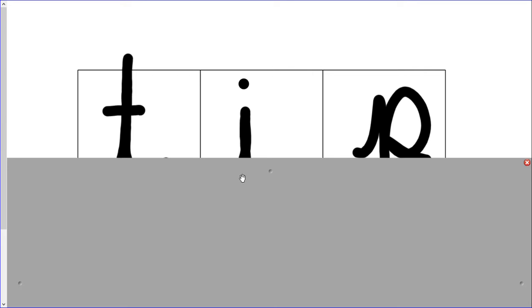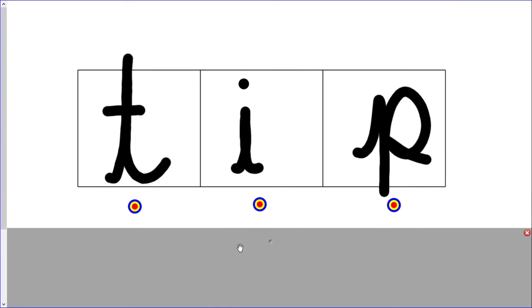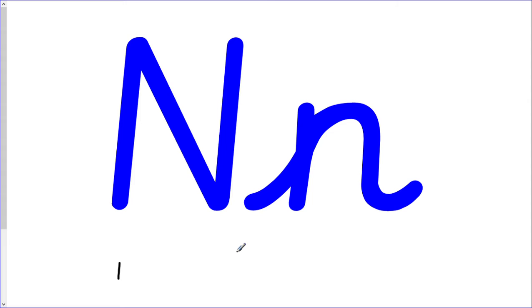Okay, we've got a word hiding behind this screen. When you know what it says, tell your adult. Okay, let's sound it out. Tip. What's next? It's an N, and this is how we write it. Down Ned and over his net.